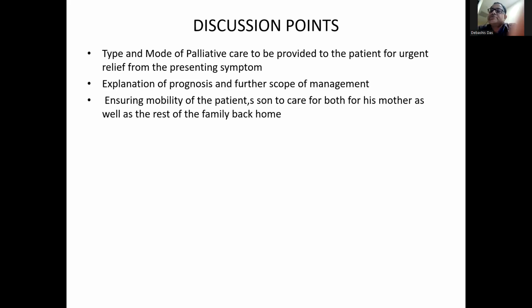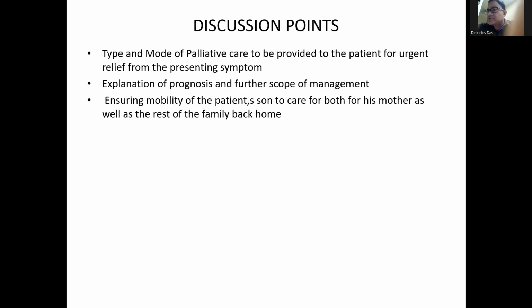Actually, the patient was admitted in our department for about 1 month, and we gave the palliative care during inpatient admission. And after relieving it, we did the core guided biopsy and got the result.